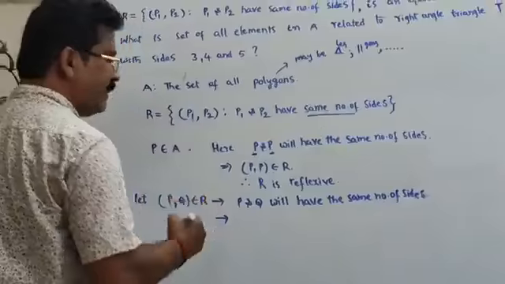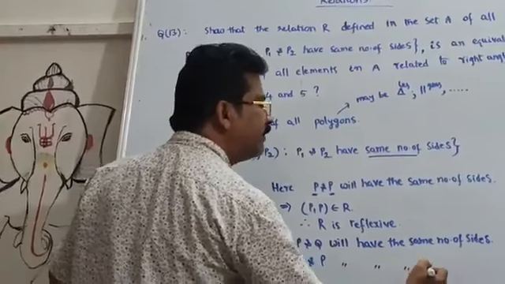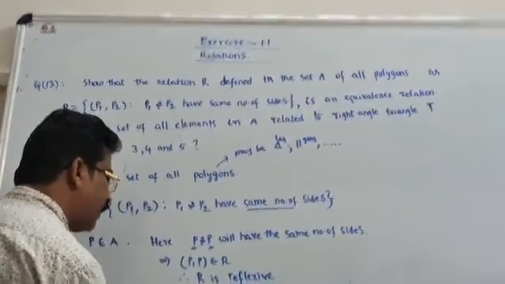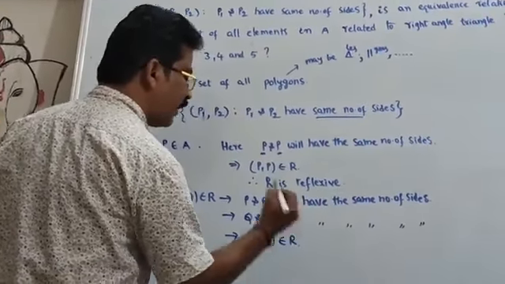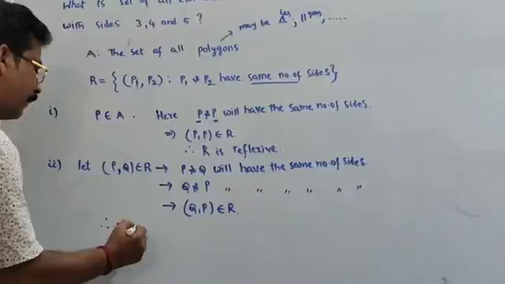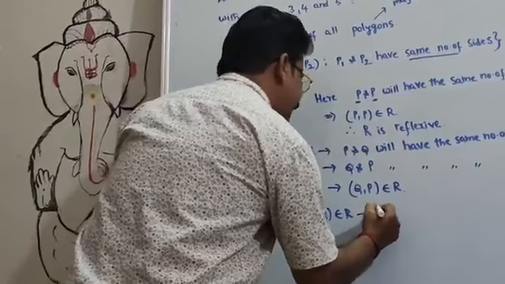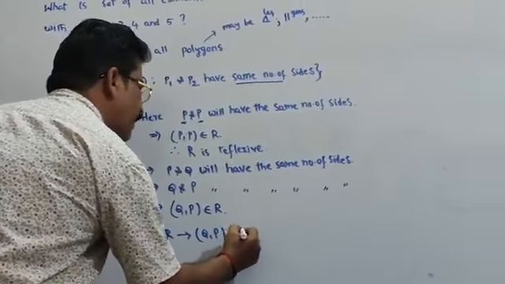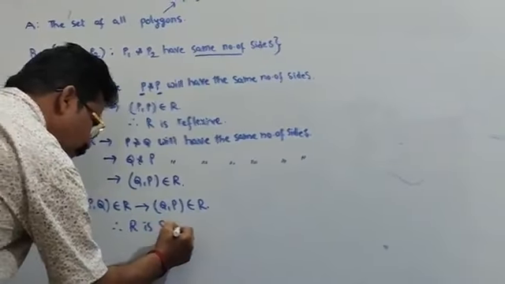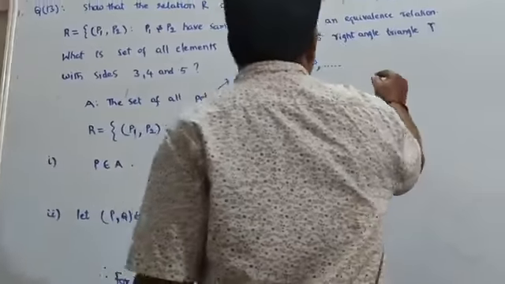So that implies we can write it as Q and capital P will have the same number of sides. So that means the ordered pair Q comma P belongs to capital R, because both polygons will have the same number of sides. Therefore, for capital P comma Q that belongs to capital R, that implies Q comma P also belongs to capital R. Therefore, capital R is symmetric.